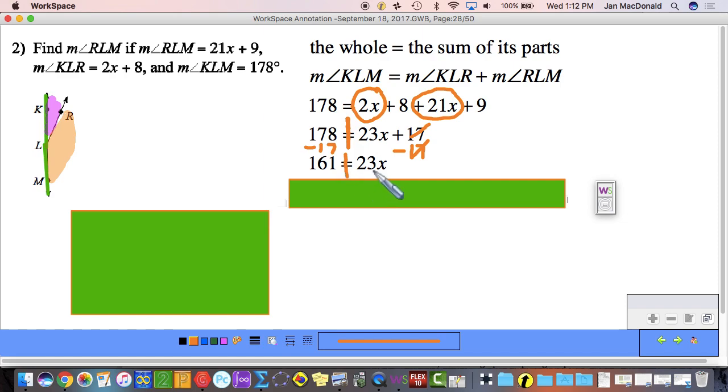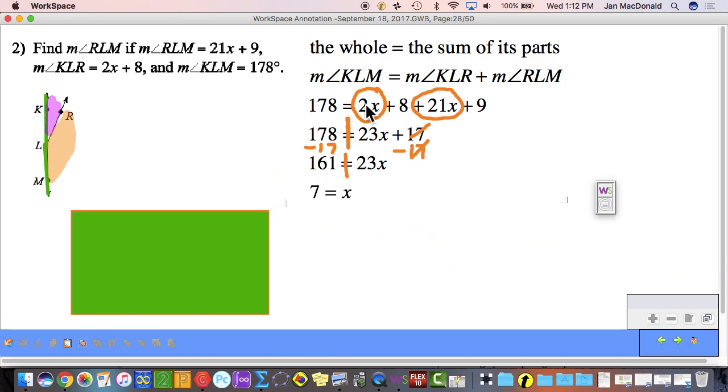There is now one number on the same side as the variable x. 23 is being multiplied by x. The way we eliminate multiplication is division. So we're going to divide both sides by 23. If we divide the right-hand side by 23, 23 goes into itself one time. I'm left with 1x. If I divide the left-hand side by 23, 161 divided by 23 is 7. So x equals 7. But I'm not done.